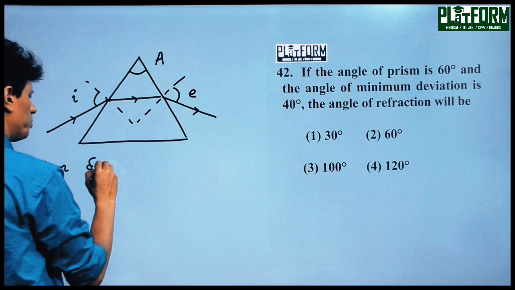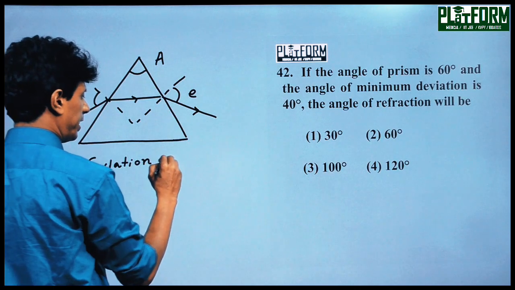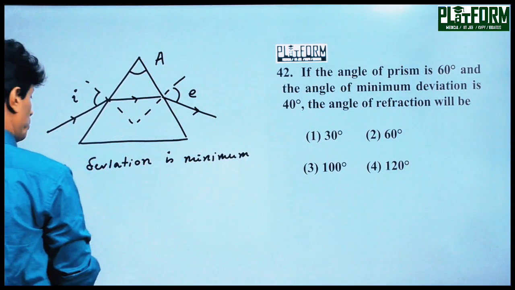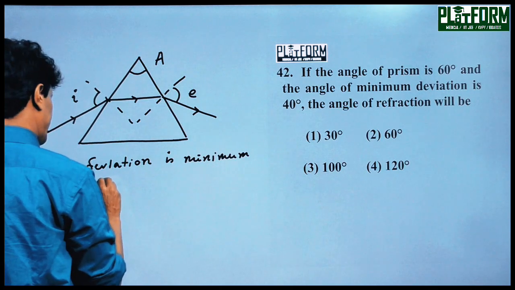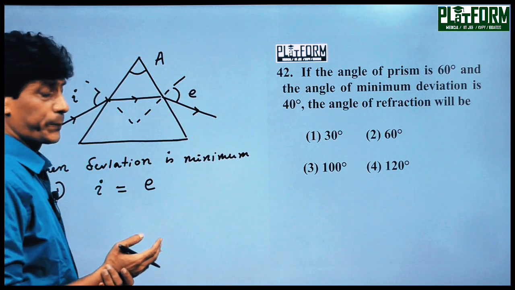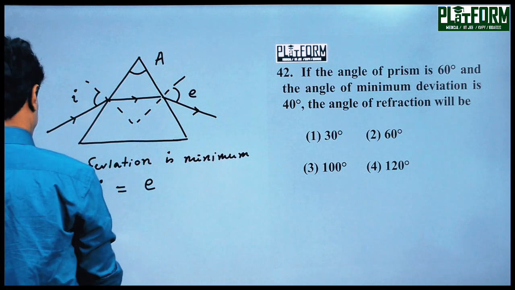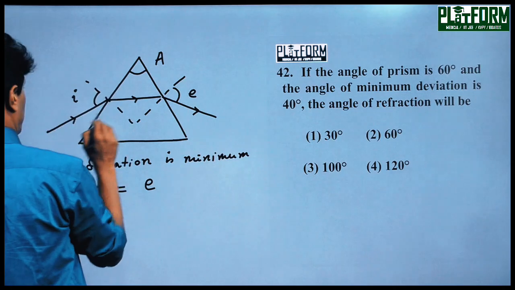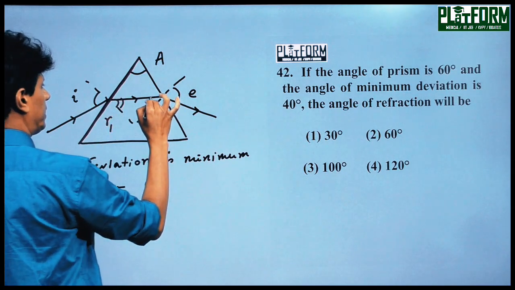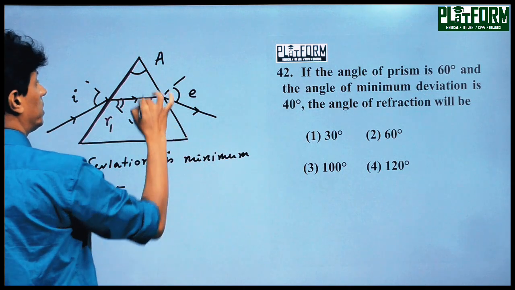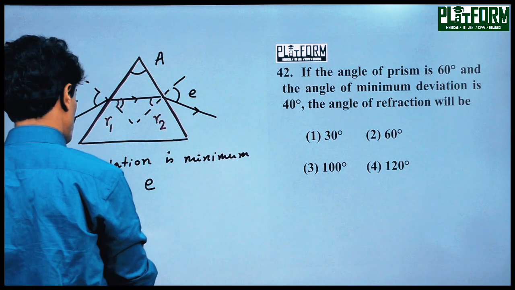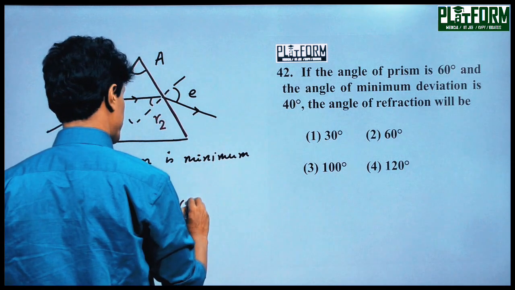When deviation is minimum, we can say angle of incidence is equal to angle of emergence. And here the refraction angle at the first surface is R1, and the angle of incidence at the second surface is R2. Since I equals E, we can say R1 is equal to R2 and it is, let us say, R.